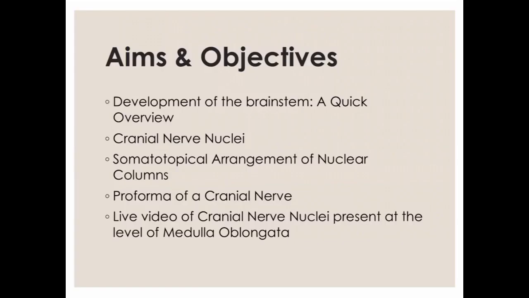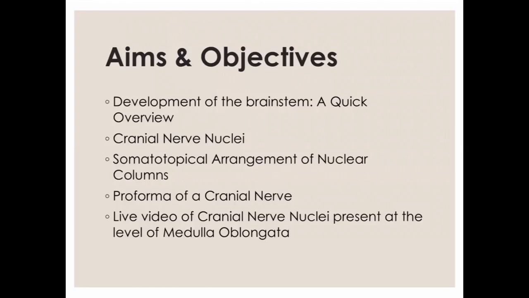So our aims and objectives for today are, we have to have a quick overview of the development of the brainstem, just so that you have a basic idea of what exactly nuclear columns are and why they're arranged in a specific way. Then we'll define what exactly is a cranial nerve nucleus. Then we'll talk about the somatotopical arrangement of nuclear columns.